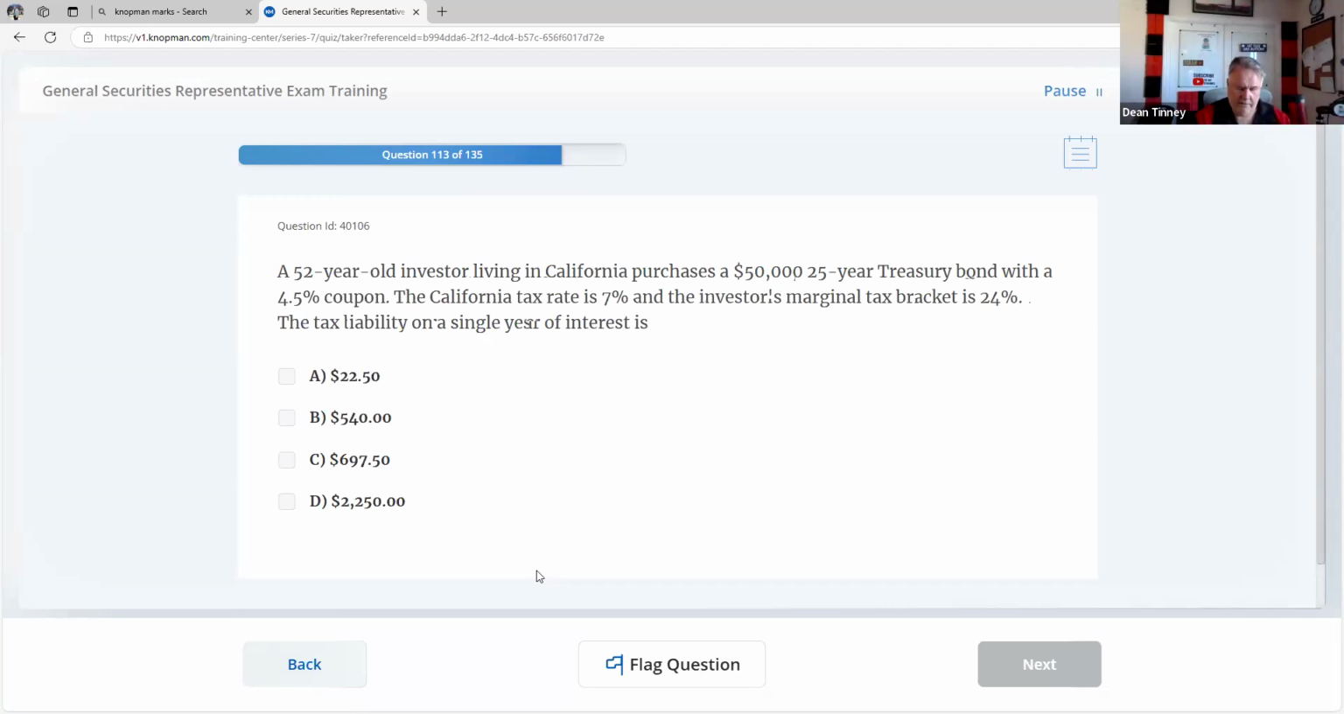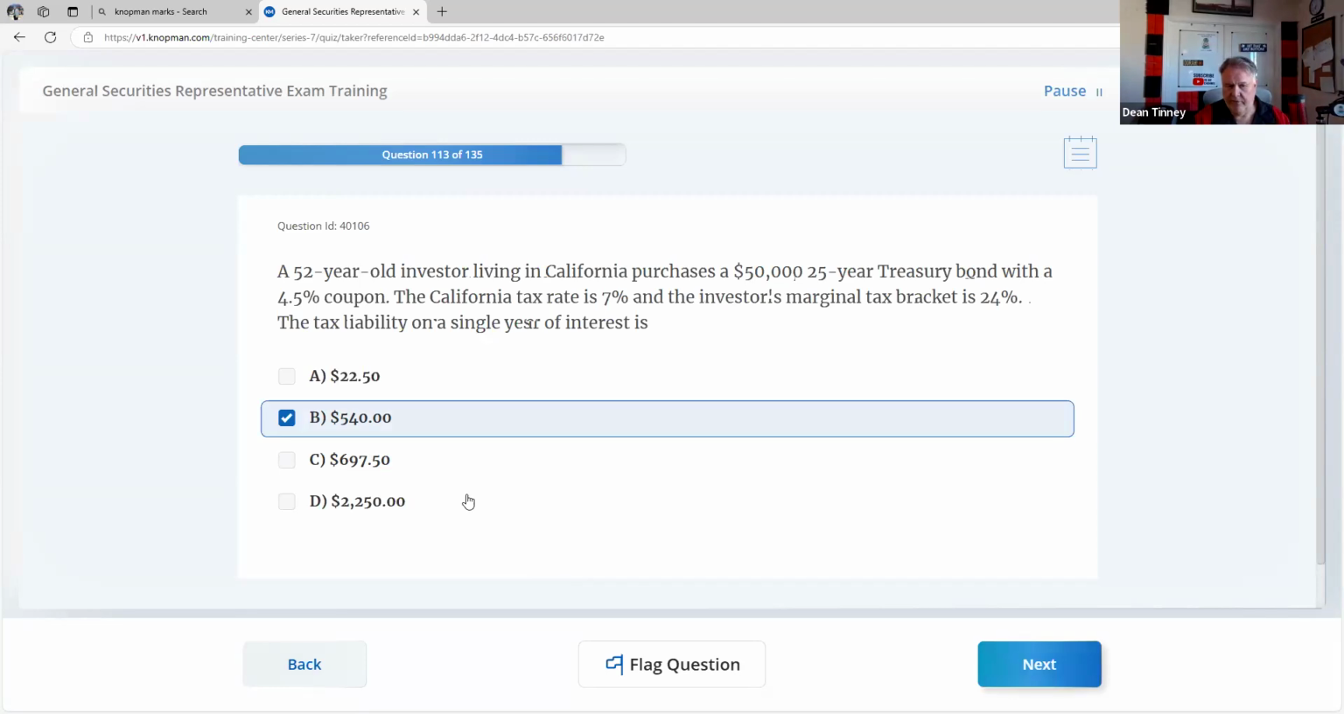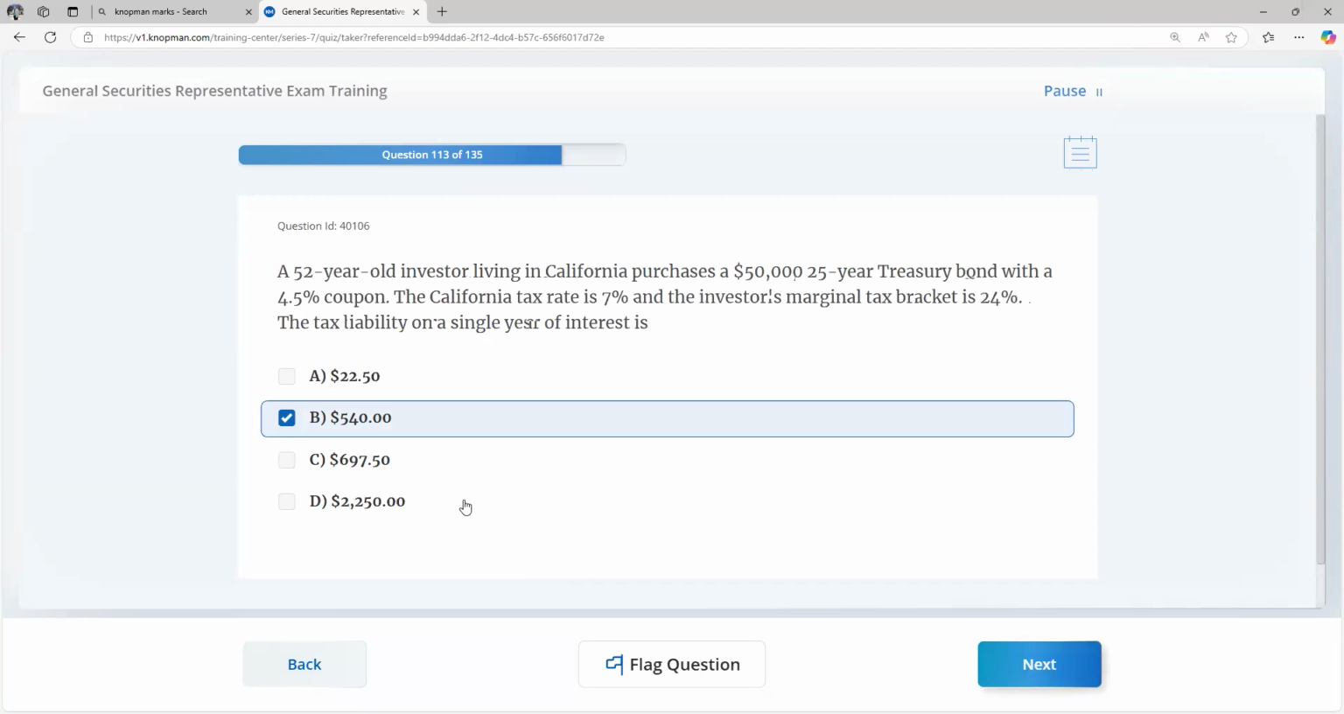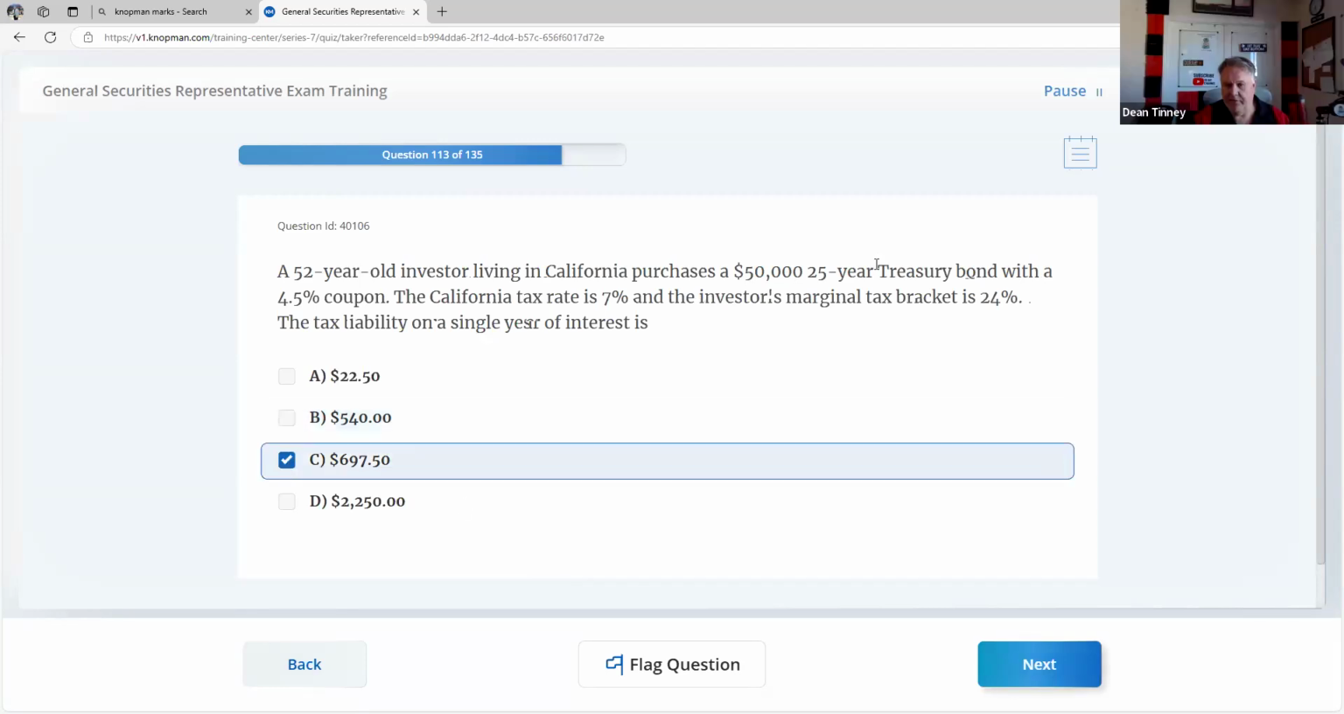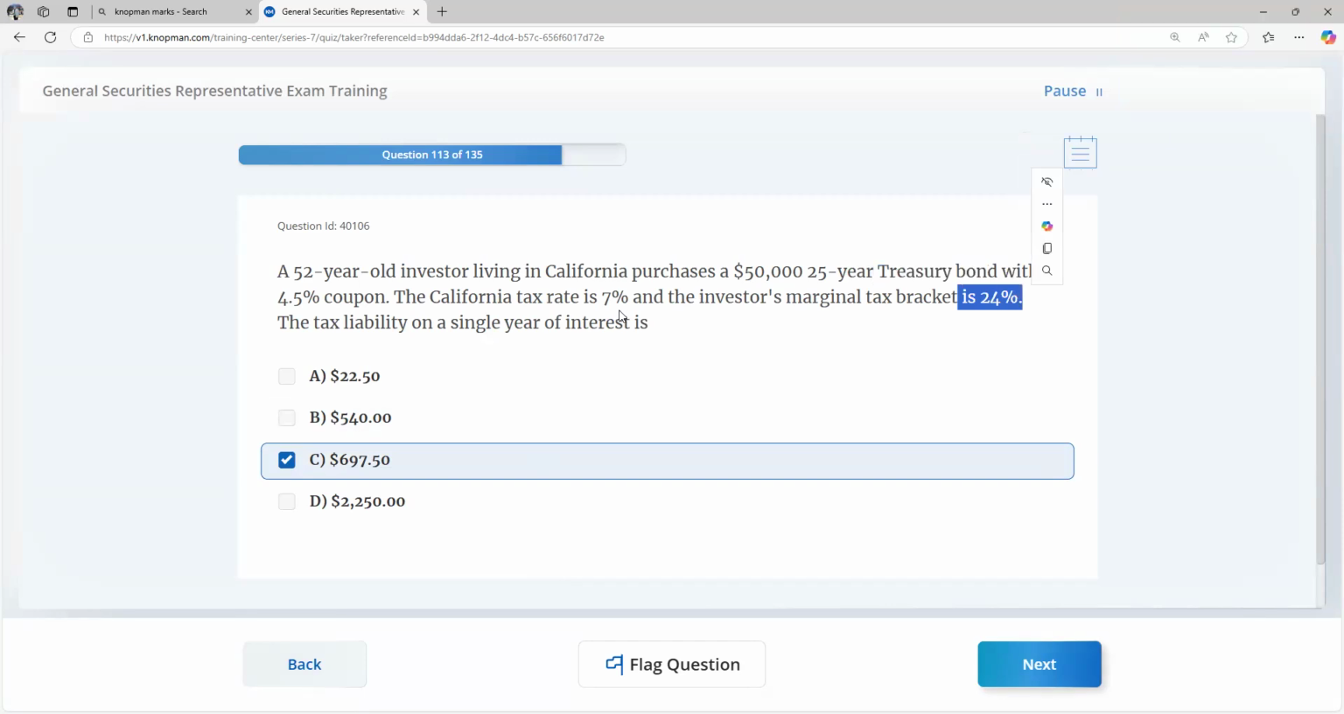I got $45 per bond times 50 bonds. I got 2,250. I'm receiving interest. And then I times that by what I owe the Treasury, which is 24%. I got 540. Remember, California, you don't have to pay the California tax. Oh, mark me wrong on that though, right? You don't pay the California tax because it's a Treasury bond. Treasury bonds are taxed at the federal level, but they're not taxed at the state level.